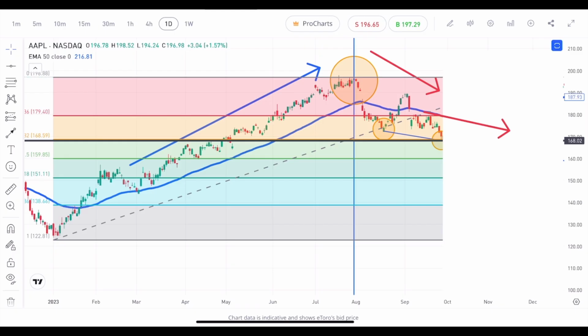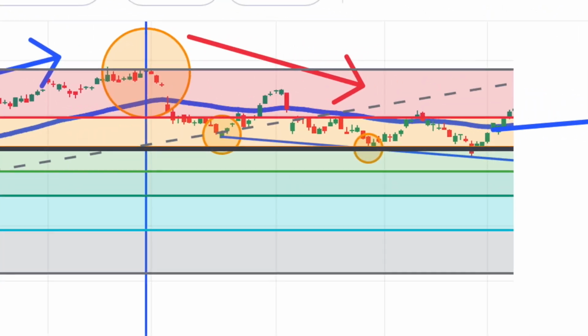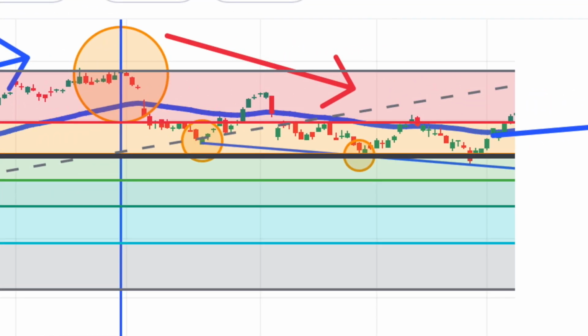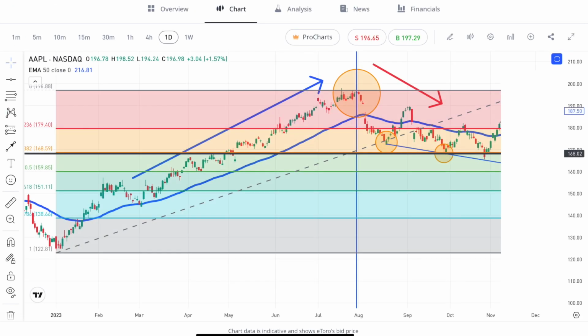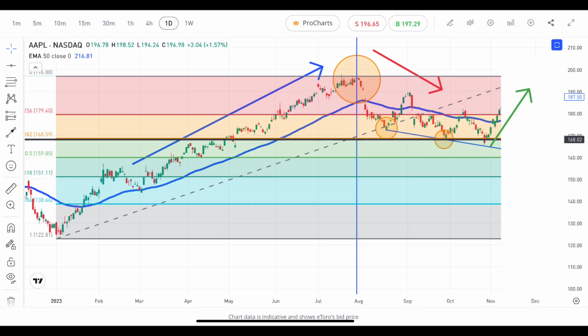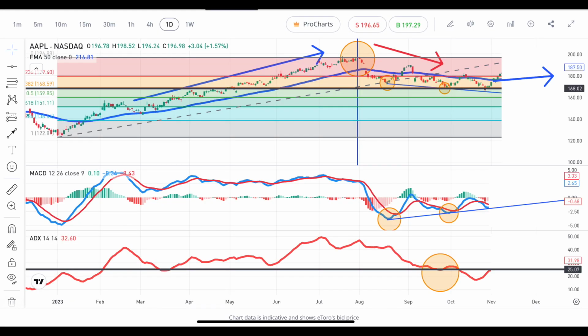I get a third low. At this point, when I compare the MACD lows, it's still forming a higher low, which means the divergence is still holding. Now let me recheck the confluence. Price is now hovering around our retracement zone. The ADX is still weak, but the key point now is that the price is starting to challenge the 50 moving average, and the slope of the moving average itself is almost sloping upwards. This time all pieces are lining up.